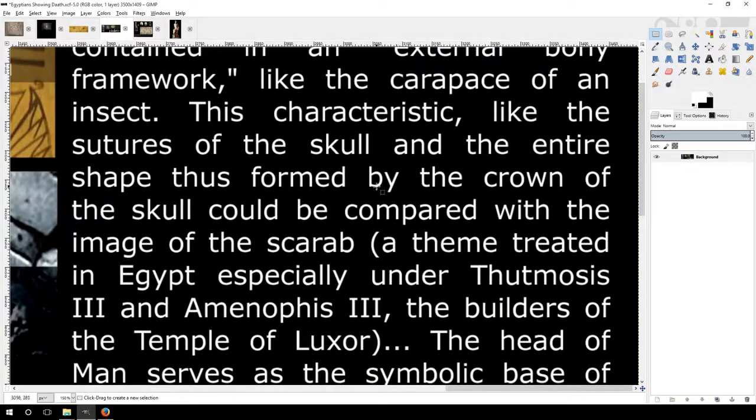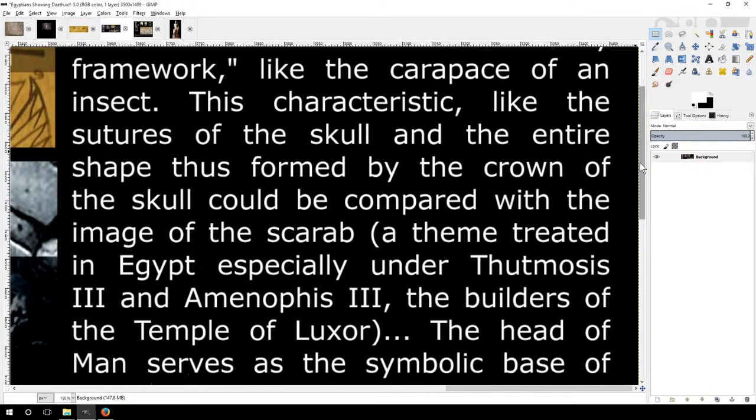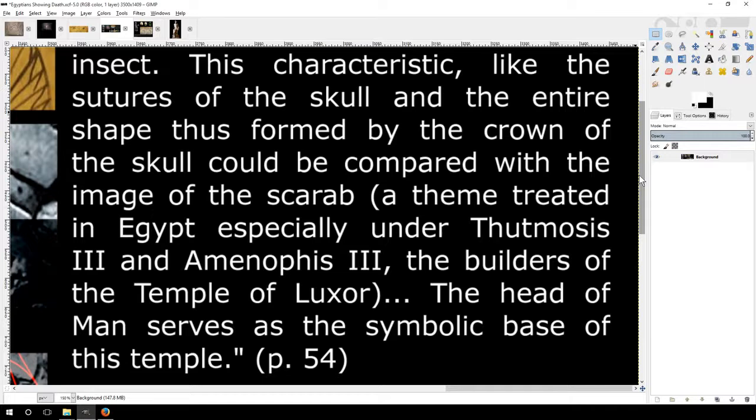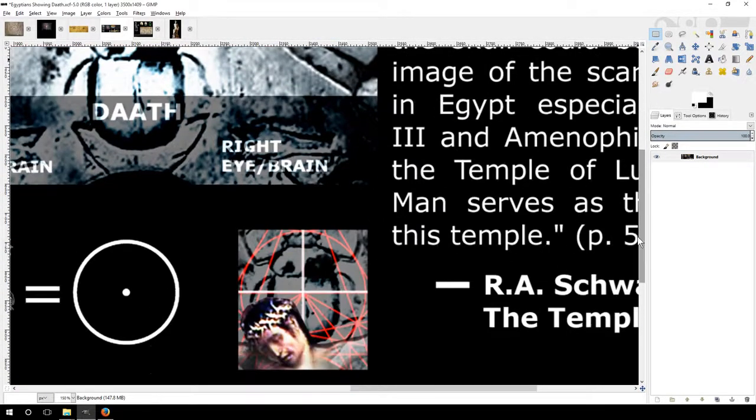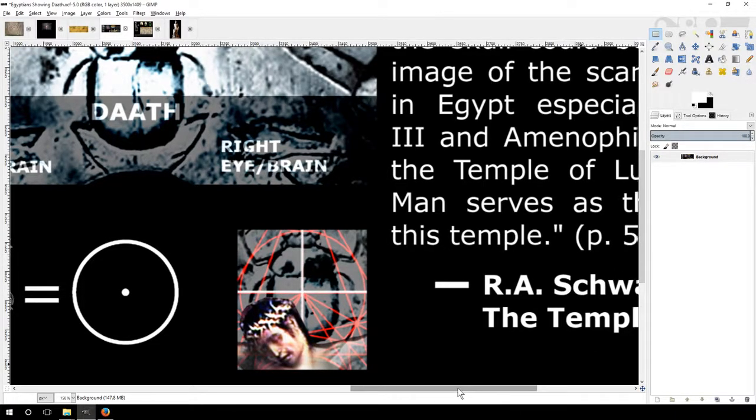So it says, and the entire shape thus formed by the crown of the skull could be compared with the image of the scarab, a theme treated in Egypt, especially under Thutmose III and Amenophis III, the builders of the Temple of Luxor. Luxor, that's what I was looking for. The head of man serves as the symbolic base of this temple. So it seems that when we saw Jesus right here with his head in the beetle, that is another confirmation that we're looking at the right thing. You can see how this symbolism is all associated to each other.